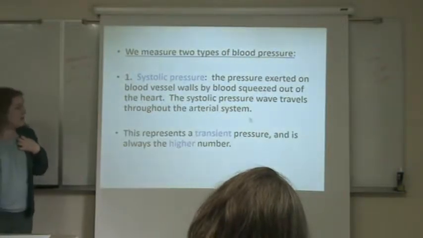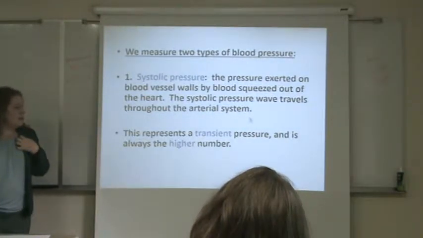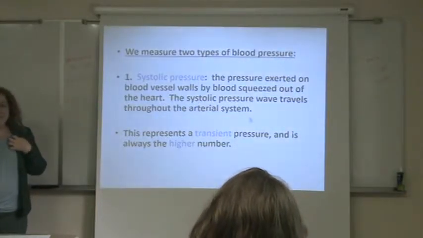That residual pressure, oops, I forgot these words. Hold that thought.